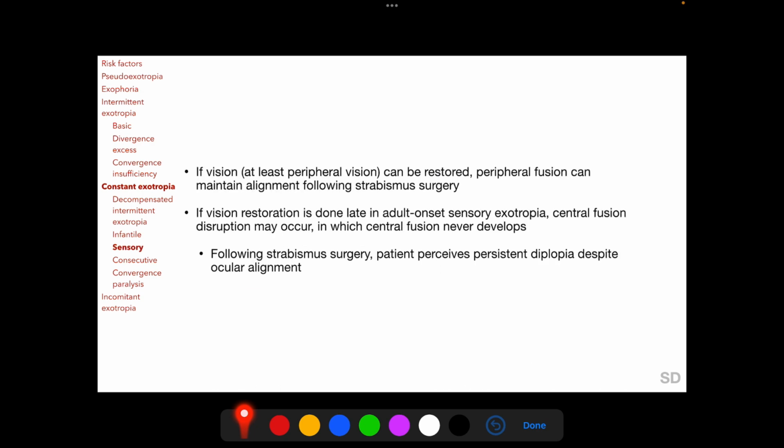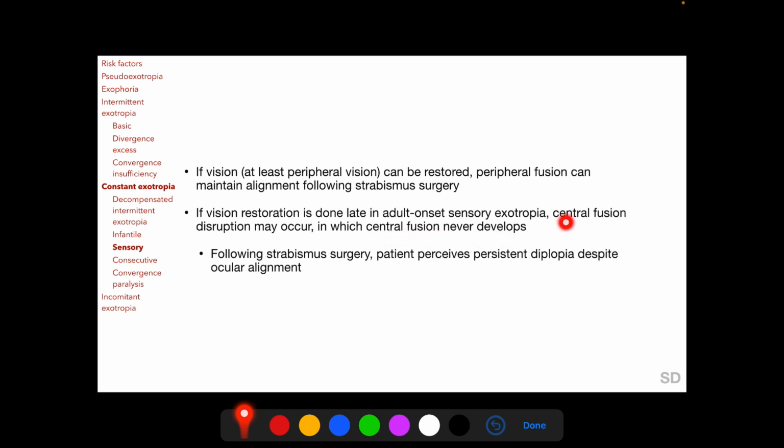If vision, at least peripheral vision, can be restored, peripheral fusion can maintain alignment following subsequent strabismus surgery for the exotropia. The usual scenario of this occurring is in a patient having sensory exotropia because of cataract. But if vision restoration is done late in adult onset sensory exotropia, a phenomenon called central fusion disruption may occur, in which central fusion never develops.